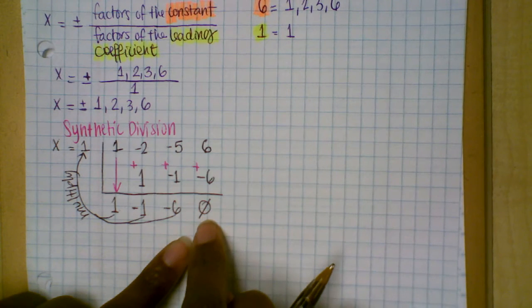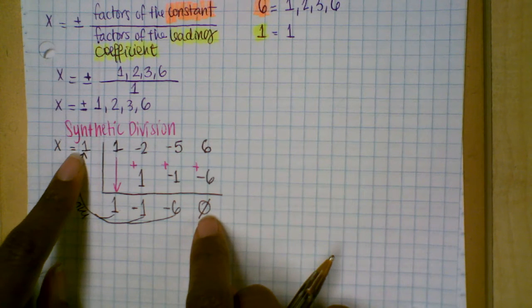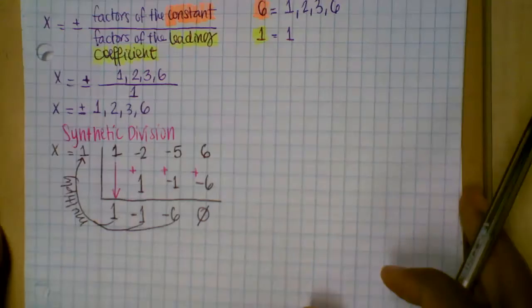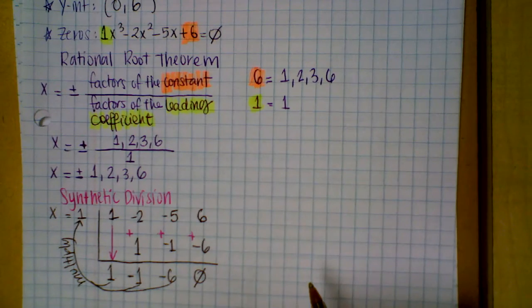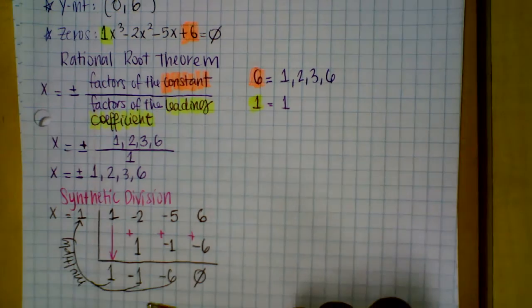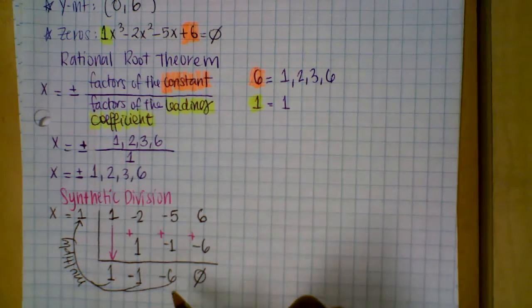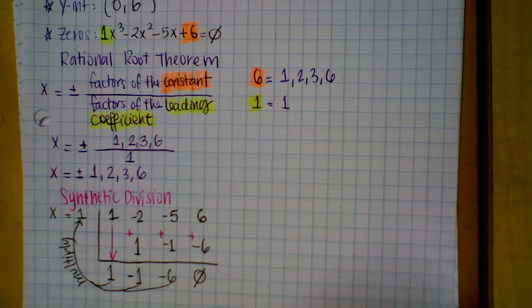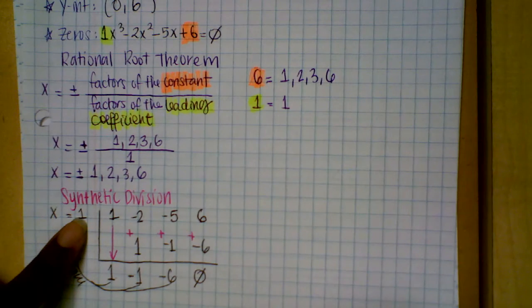Because the remainder is 0, it's telling us that x equals 1 is a solution of this polynomial. Another way you could verify that 1 is a solution is to plug 1 into x and find out if the polynomial is equal to 0. Remember, to find a zero is when y is 0. So if the output is 0 when x is 1, it means 1 is an x-intercept.